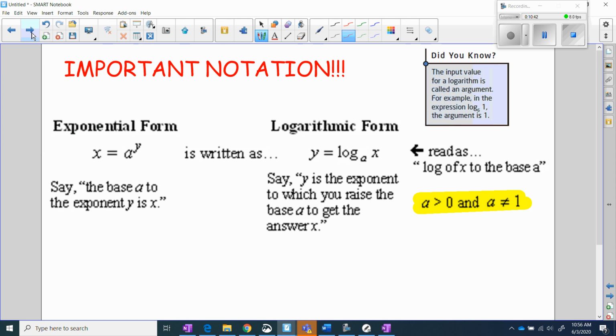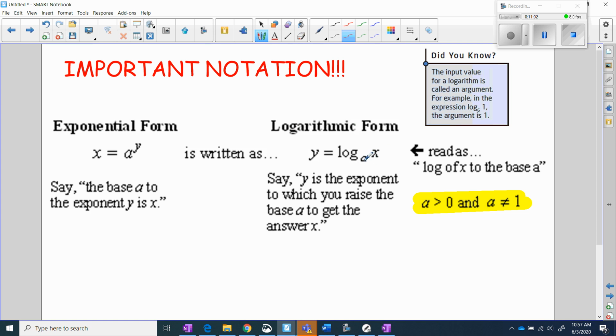Okay, so let's just talk a little bit more about this notation. This is exponential. We have to be able to write it like this, and we have to be able to switch back and forth. So pay attention to where the x is here and where it shows up here, where the y is here, where it is in this one, where the base is here, and where it shows up here.